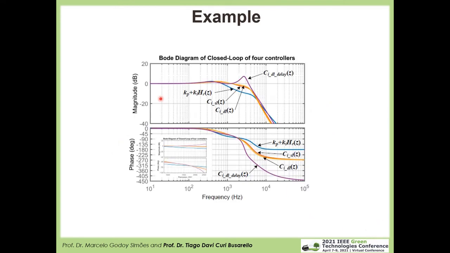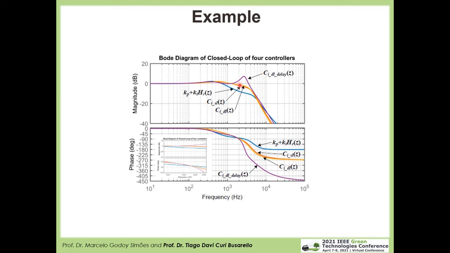Next, we can plot the Bode diagram of the closed loop system considering the 4 controllers, and this figure shows such a result. We have here the frequency response for magnitude and for phase, and we can see that the desired cutoff frequency, which was 2 kHz, is actually achieved. This is the bandwidth of our controller.